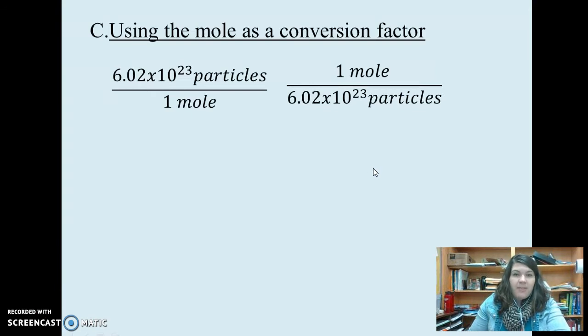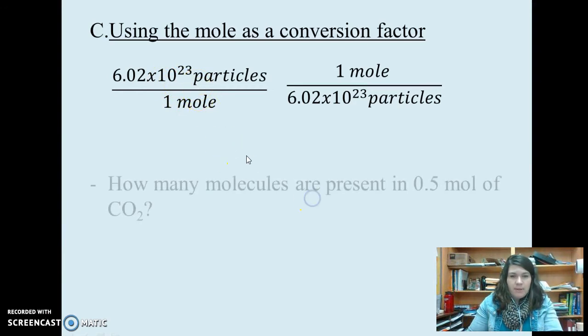Here's kind of the big thing we need to take away. How do we use the mole as a conversion factor? If I handed you this vial full of sugar and asked how many particles of sugar are in here, how many molecules of sugar, you could figure that out using this conversion factor. You know that for every 1 mole you have 6.02 times 10 to the 23rd particles of something.